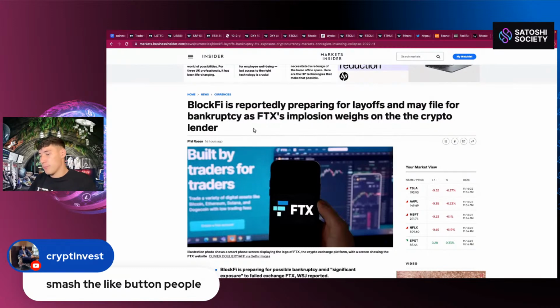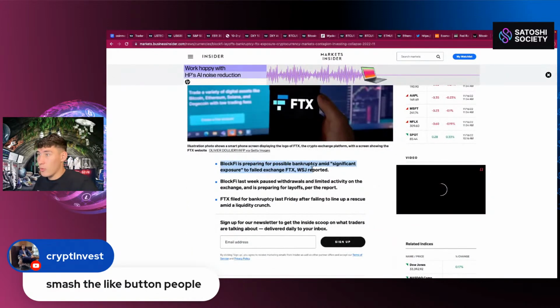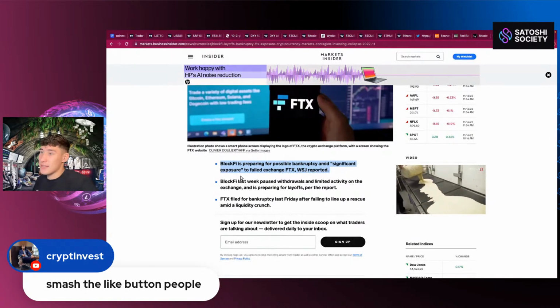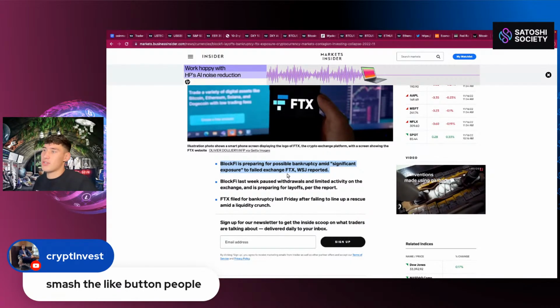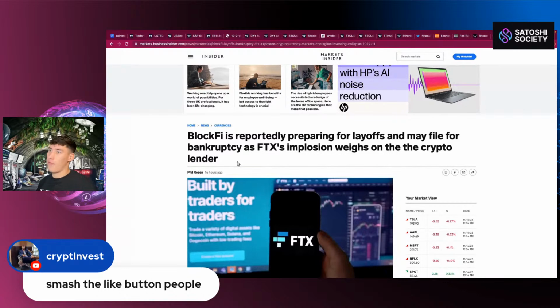Right now, it looks like it's going to be a domino effect of these exchanges just toppling over, all because of FTX, all because of the implosion of FTX. Looking at it here, BlockFi is preparing for possible bankruptcy amid significant exposure to failed exchange FTX, WSJ report. So it's not looking good for BlockFi at all. And if BlockFi does file for bankruptcy, this is going to be very, very bearish for the crypto market as well. And this is just going to be another catalyst that is going to push that price down even further.